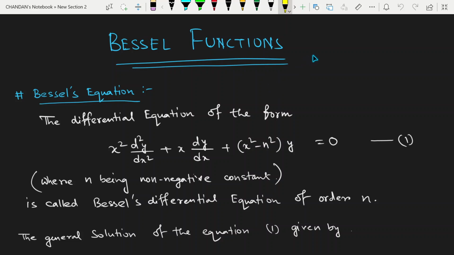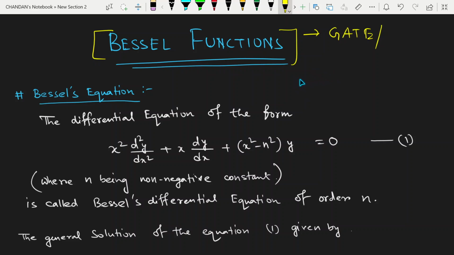So in this video, we are going to discuss a very important topic: the Bessel function. This topic is very important for GATE, any engineering mathematics exam, any other engineering exams, and also for mathematics exams. This is part of special functions, which is a part of differential equations.